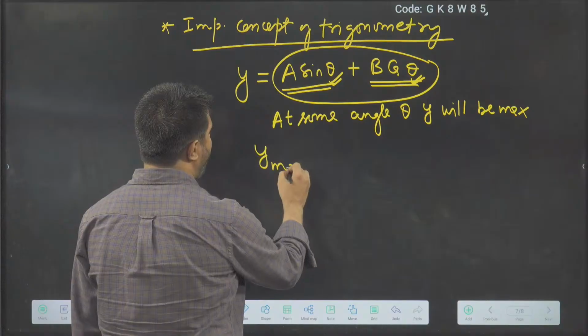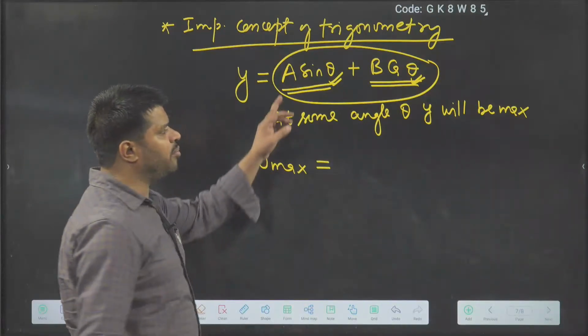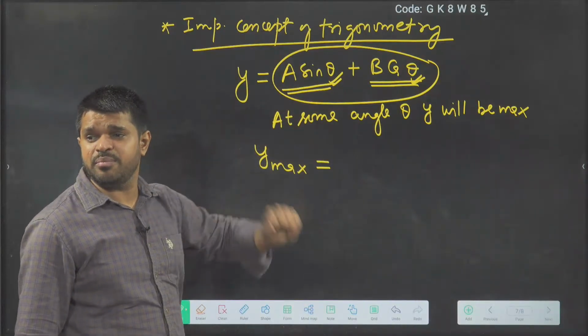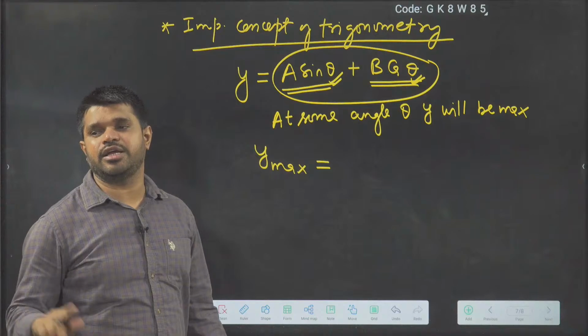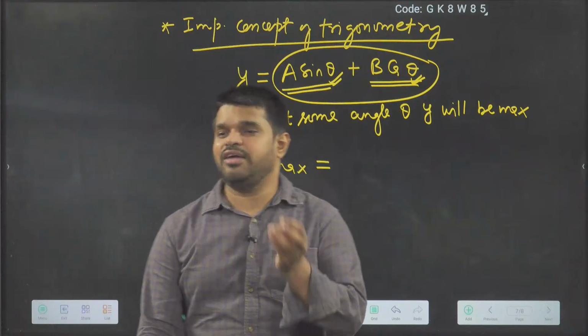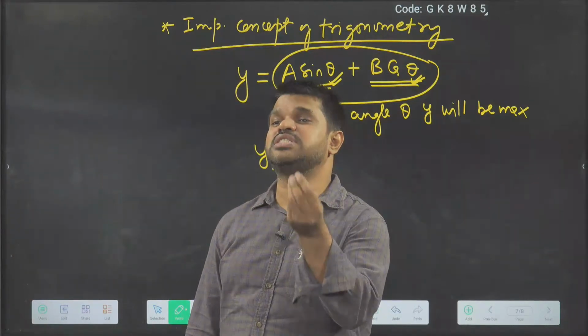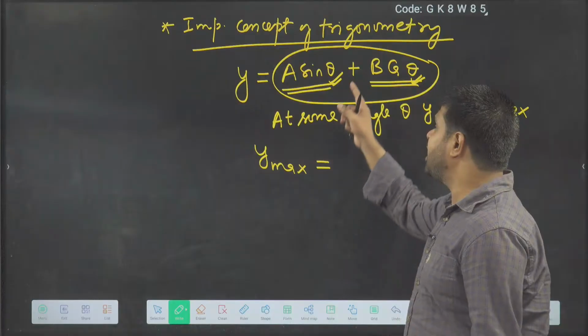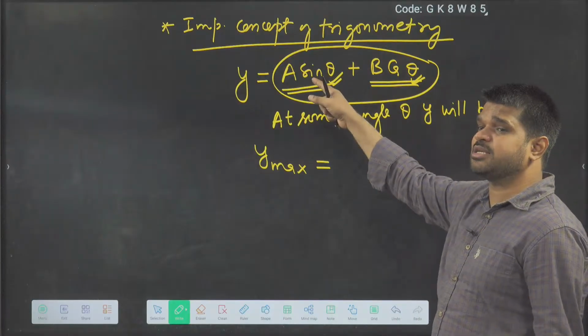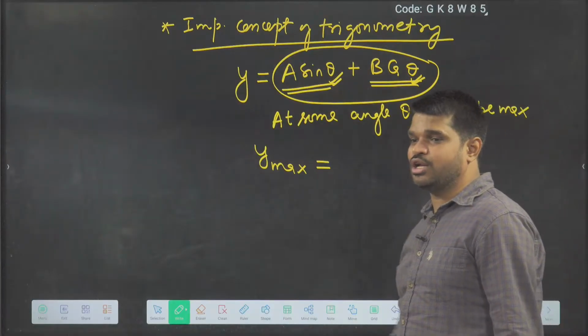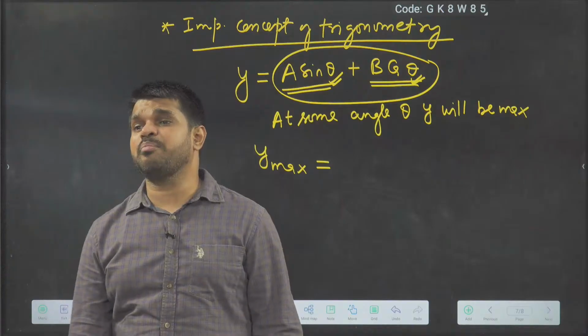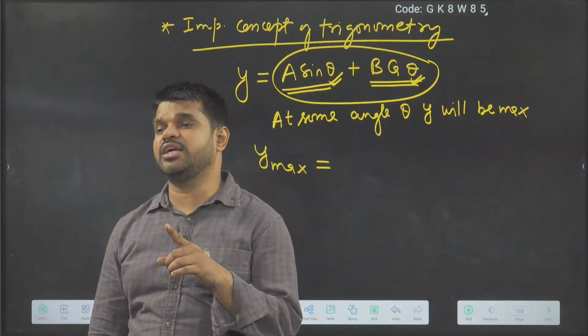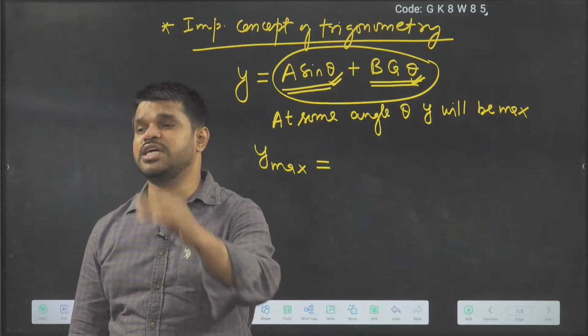And the maximum value of y from here is given by... No, it is not at 45 degree. If it was at 45 degree, I would have said so. Someone is saying that this result will be maximum at 45 degree. No, this is not necessarily maximum at 45 degree. Otherwise, I would have said it to you.